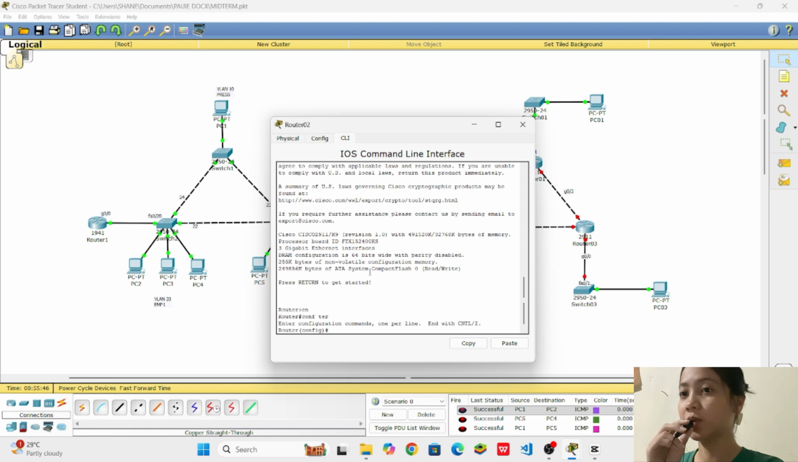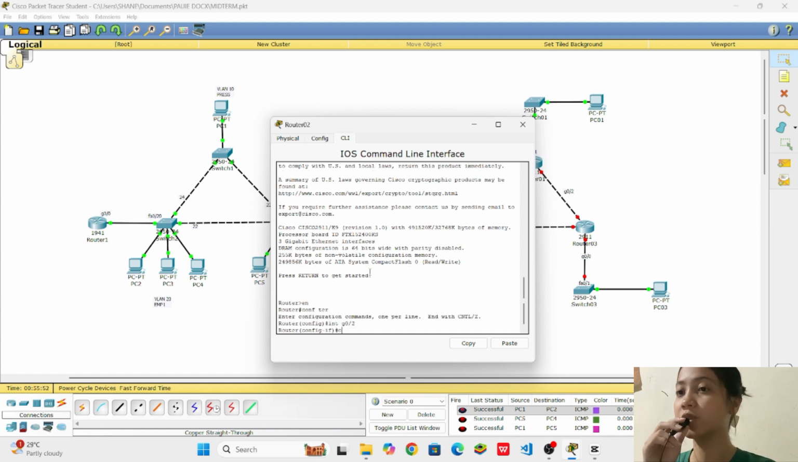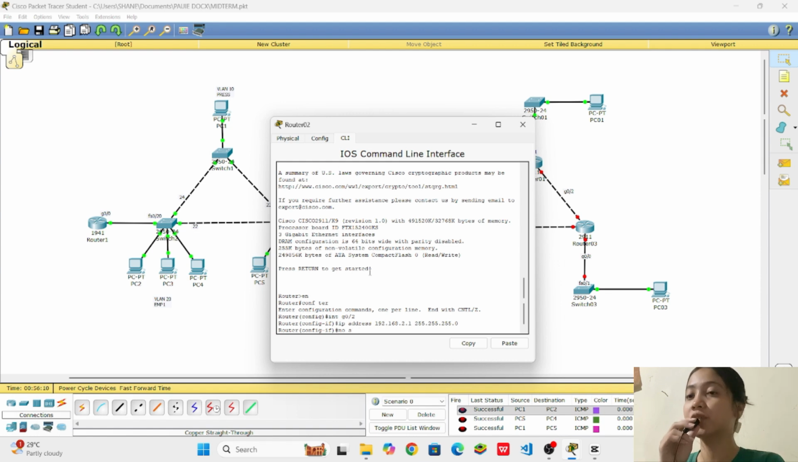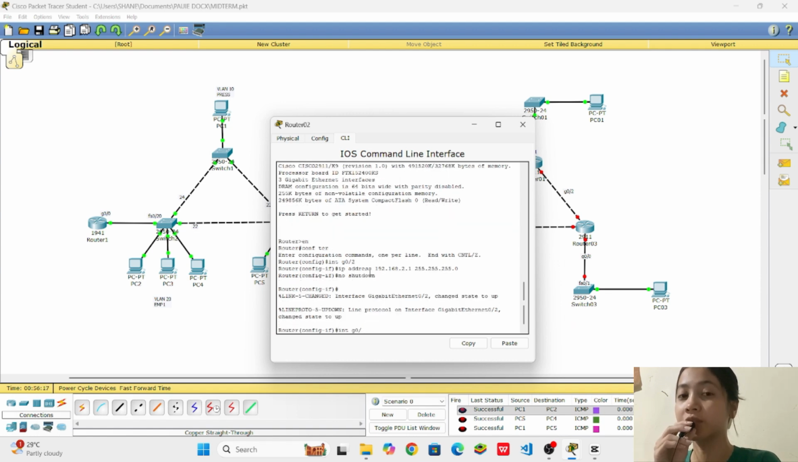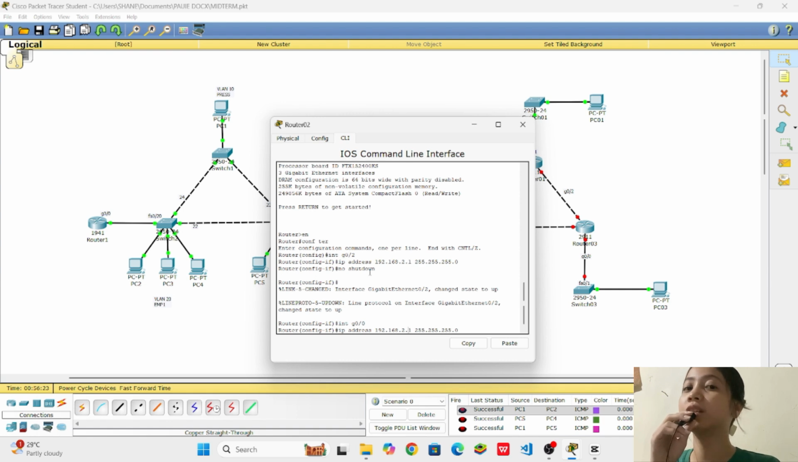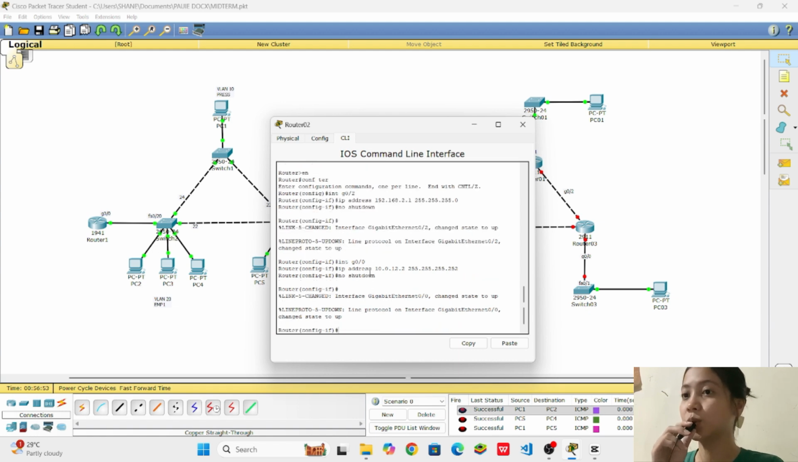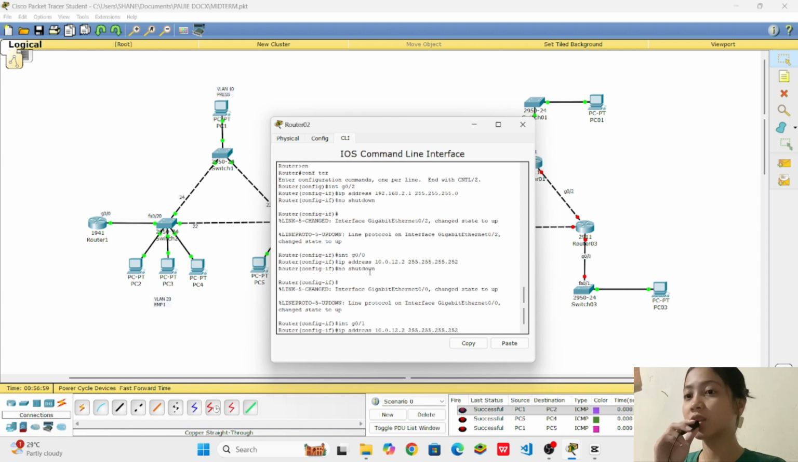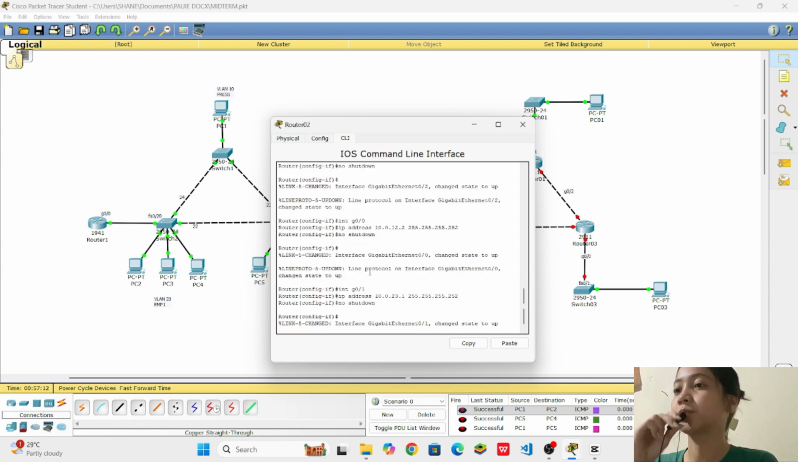We have the no shutdown again, which activates all interfaces. The OSPF configuration is ito yung specifically ginamit ko sa router protocols because there's a lot of different router protocols. Router OSPF 1 enables the OSPF process 1. The network advertises the LAN to OSPF, to connect with the two other routers.